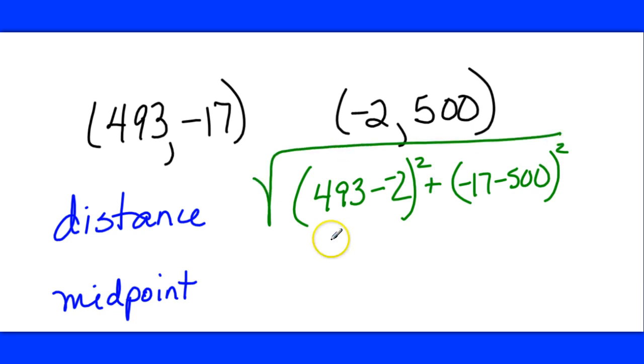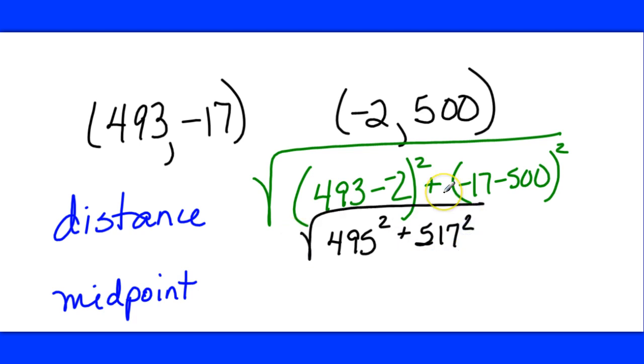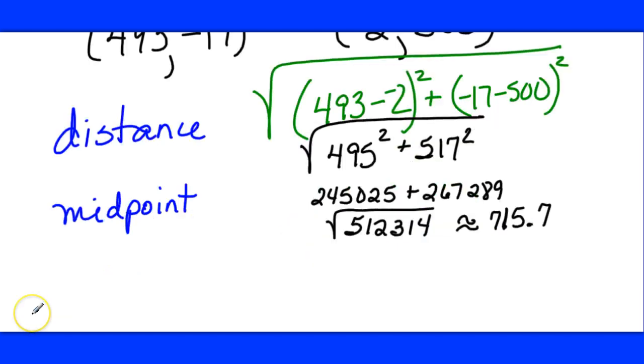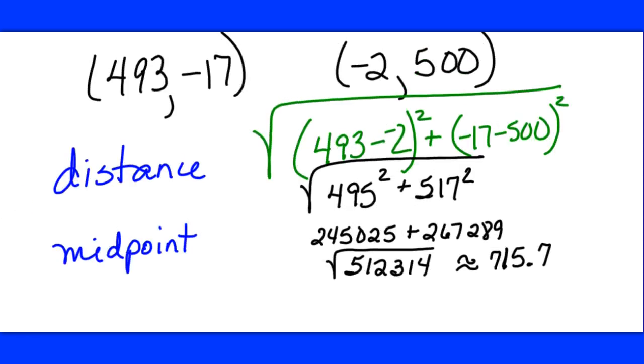Okay? So this is 495 squared plus 517 squared. Again, both of those are underneath the square root sign. So you're going to take the 495 squared plus the 517 squared. These are your values. That gives you 512,314. Take the square root of that and get approximately 715.7. Okay? Did not want to make that easy.